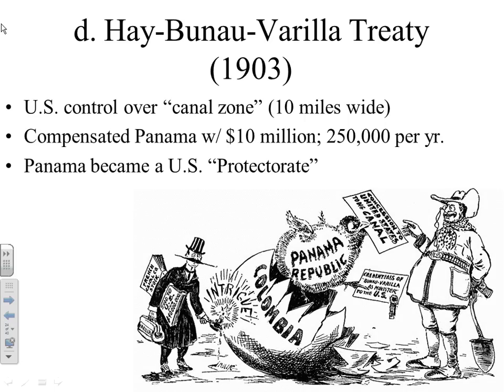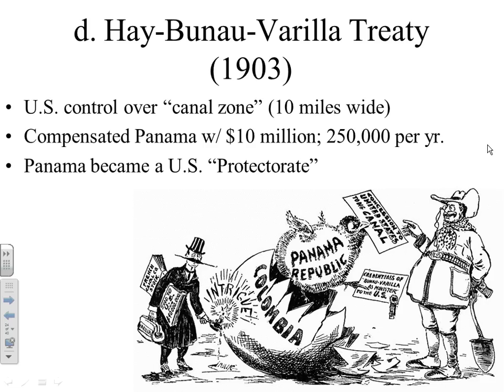So once that occurred, there's a treaty that's signed. This treaty gives a 10-mile wide territorial control within Panama to excavate and build the canal. Of course, we compensated Panama with some significant funds, $10 million. We gave them yearly checks of $250,000 to be able to not only build, but then also control the canal.